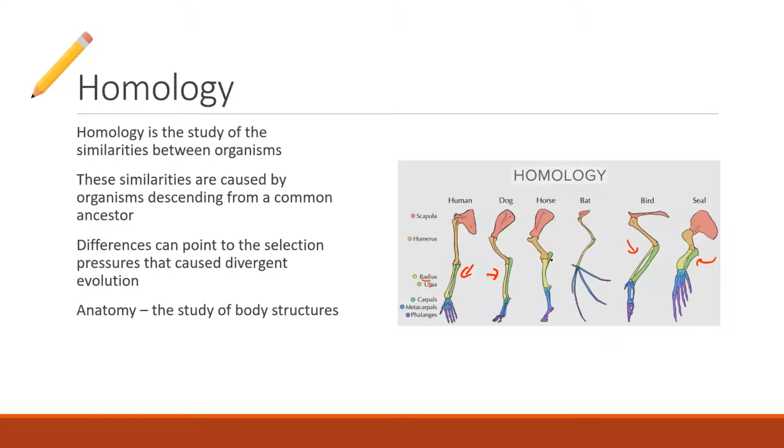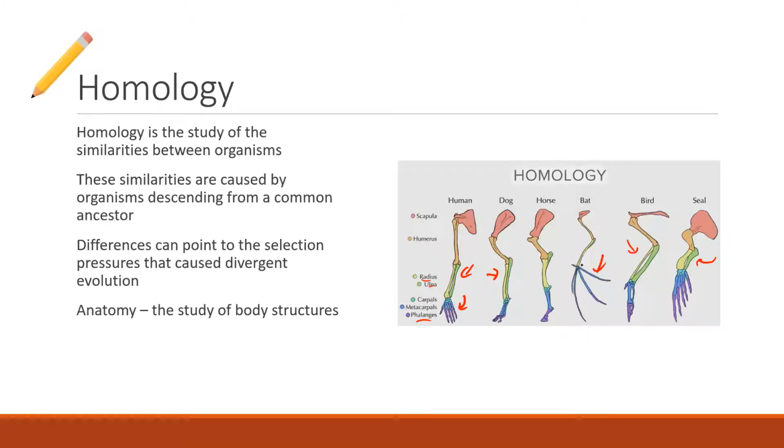Now, for something like the horse, it's a very, very small structure. And for something like the bat, the structure is also very small. But you get the idea. Now, with the human, you can see there are fingers, phalanges.